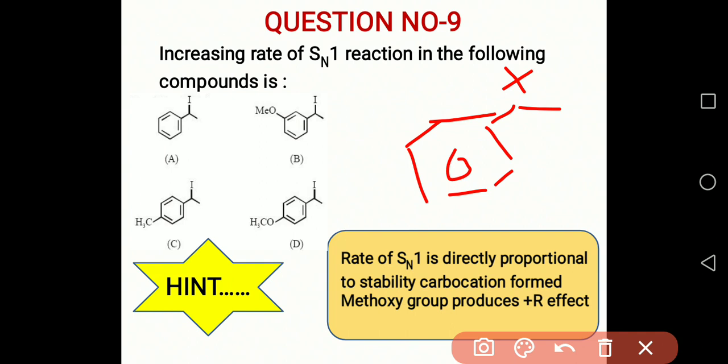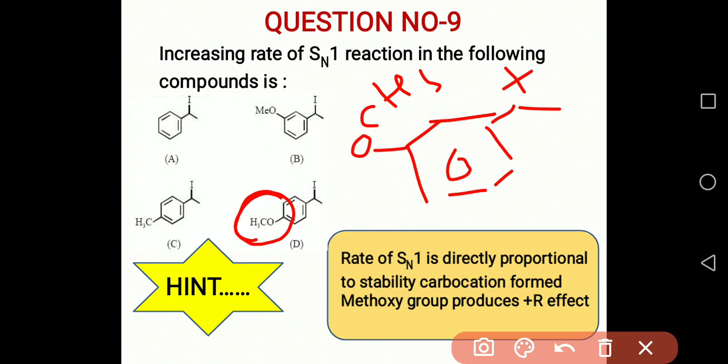Now for this carbocation, if the methoxy group, that is OCH3, is attached at the meta position, remember, OCH3 at the meta position acts as a minus I effect, very important. It withdraws the electron. It will not donate the electron, it withdraws the electron. But OCH3 will donate the electron where? When it is present in the para position. When OCH3 is present in the para position, it will act as a donating group.